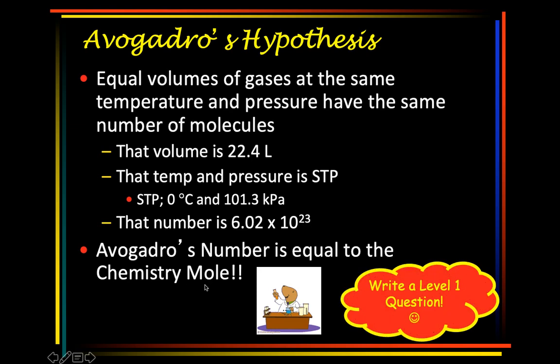All right, go ahead and process that so far. Take a little pause, write your level 1 question, think about what we learned so far, list Avogadro's hypothesis, or you could fill in the blank, or you could say, what temperature does it have to be for Avogadro's hypothesis to be true? That would be a great level 1 question, something that comes right from the notes.